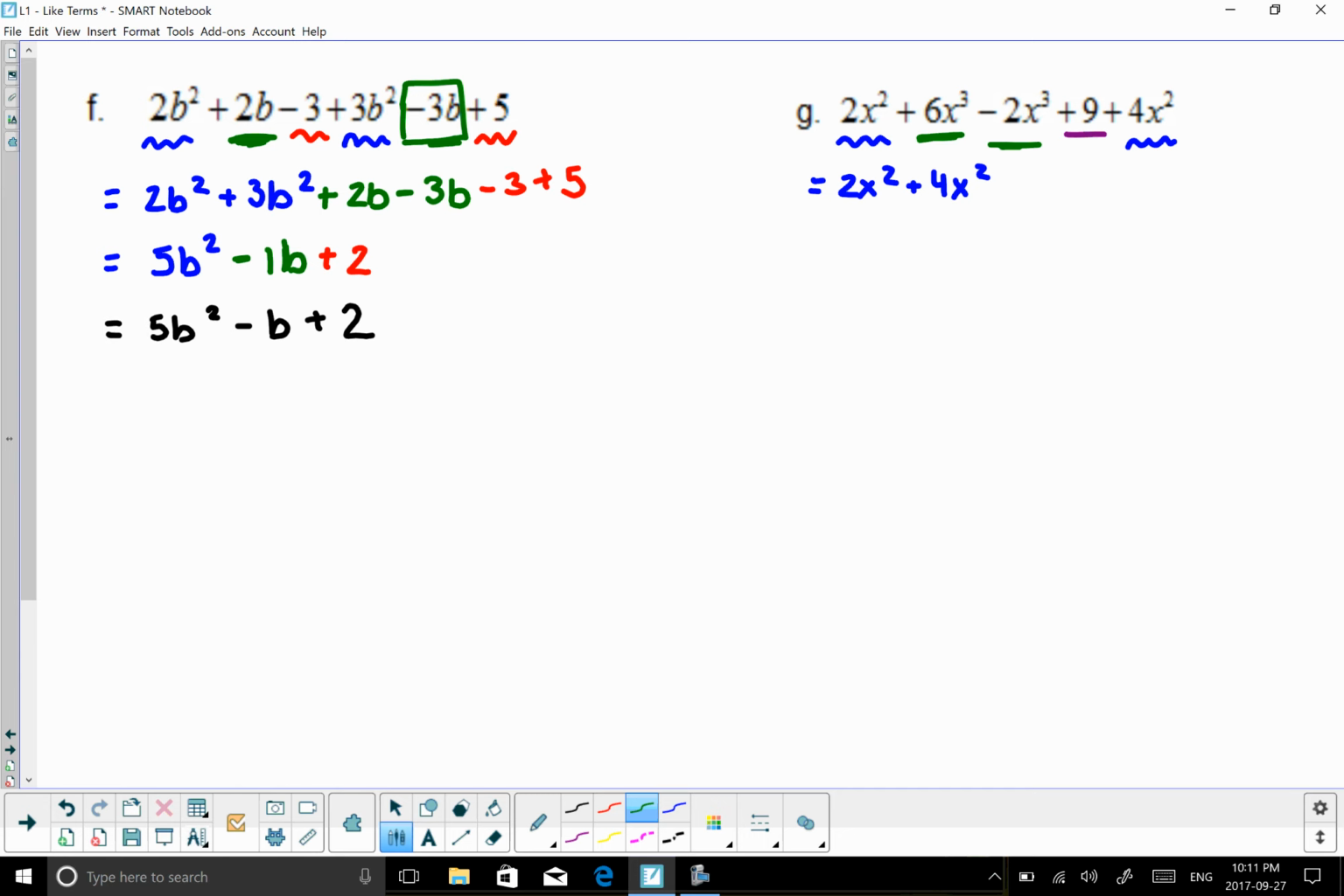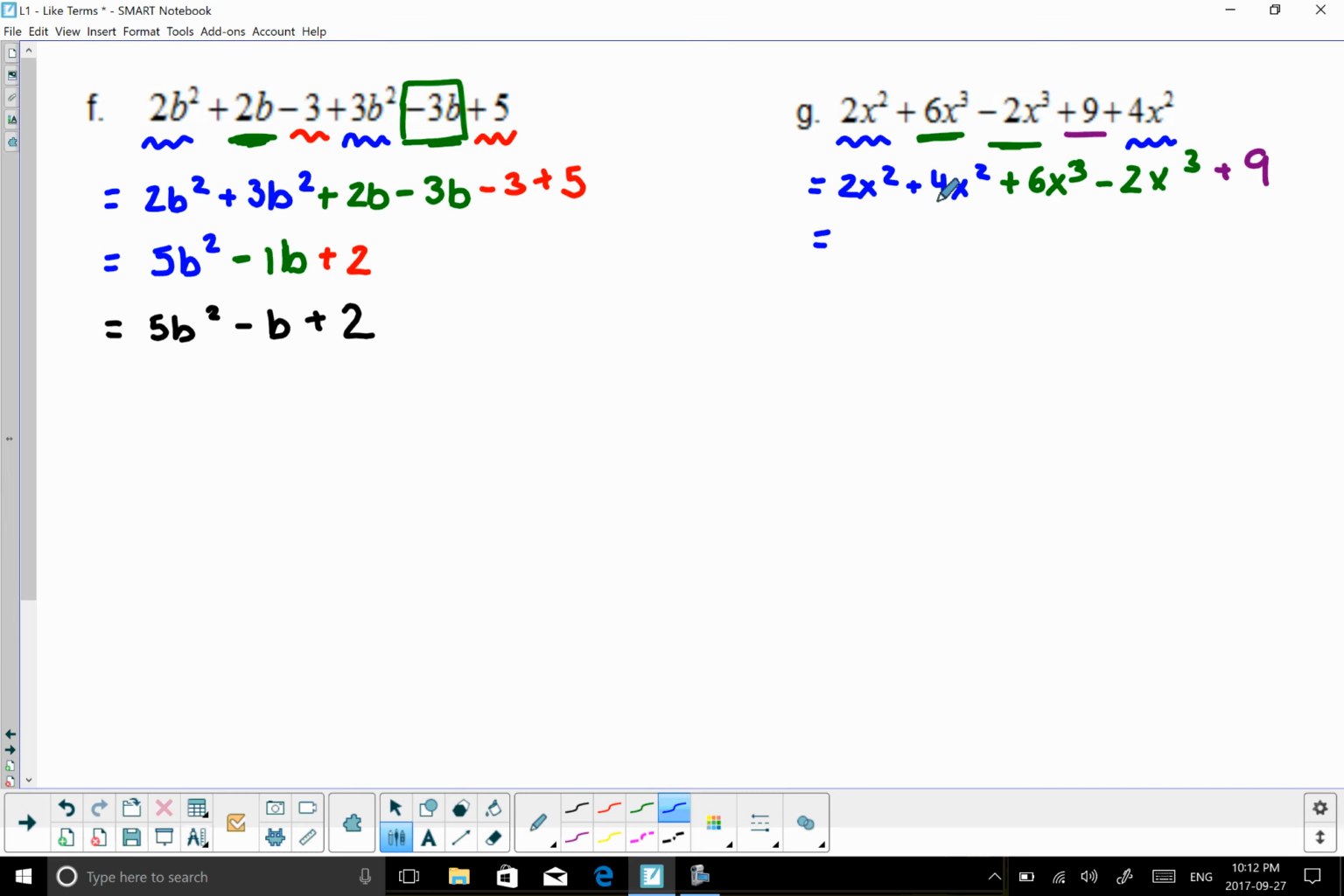So those are the first two. Notice again, if there's a plus, I take the plus with it. Here it's plus 6x cubed. Here there's a minus. And here there's positive 9. So the 9's on its own, so there's no need to add or subtract anything.